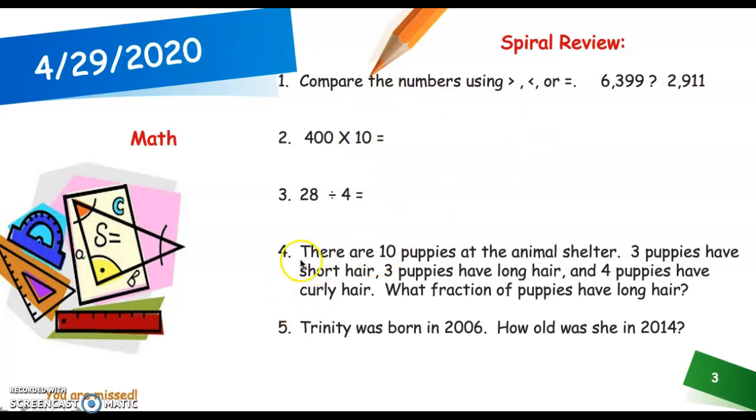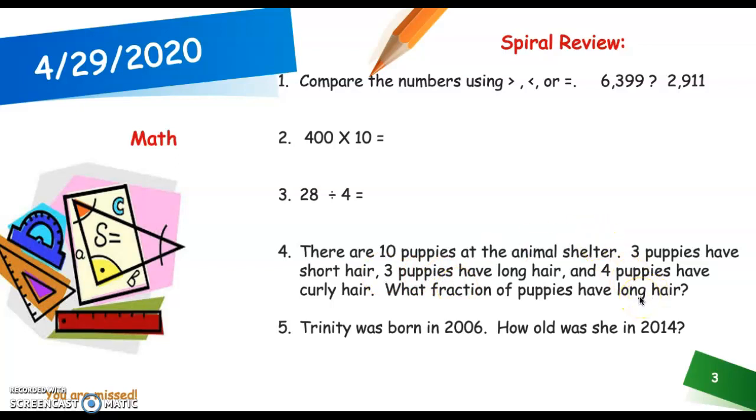And then we come down here to number 4, and we're talking about the sweet, cute little puppies that Miss Washington is allergic to, but she still thinks are adorable. There are 10 puppies in the animal shelter. 3 puppies have short hair. Yes, 3 puppies have short hair, 3 puppies have long hair, and 4 puppies have curly hair. What fraction of the puppies have long hair?